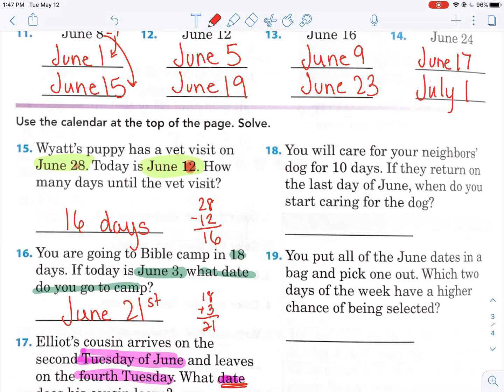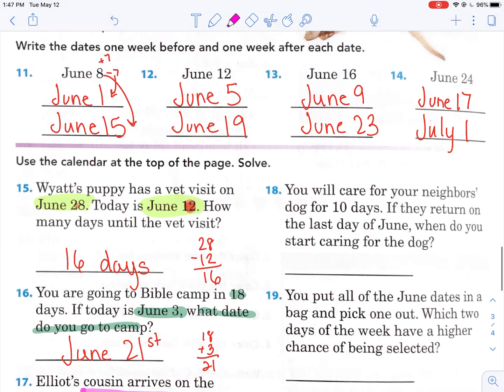Excellent. Okay, you will care for your neighbor's dog for 10 days.